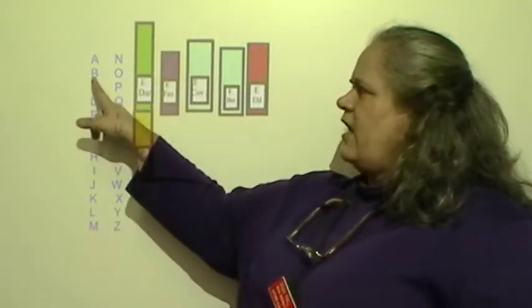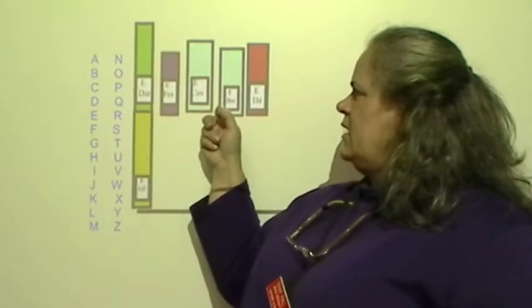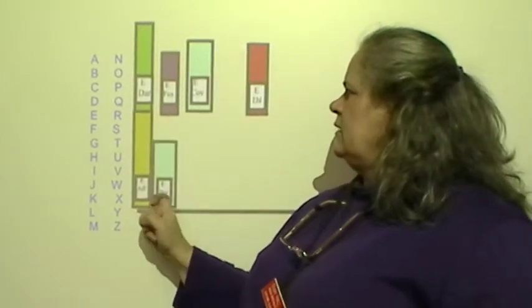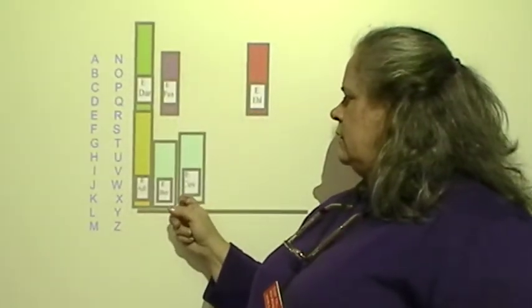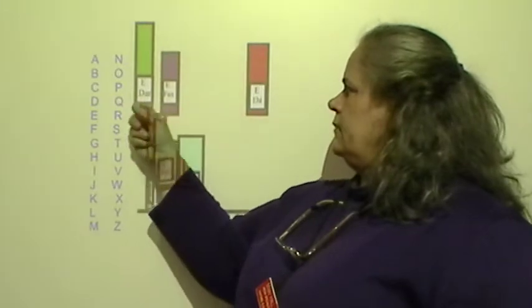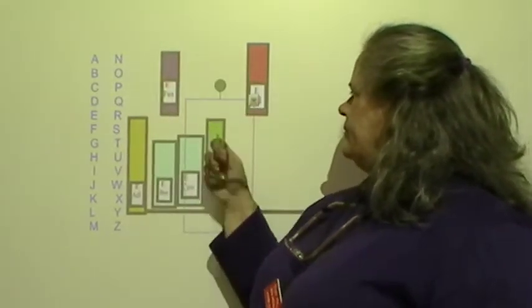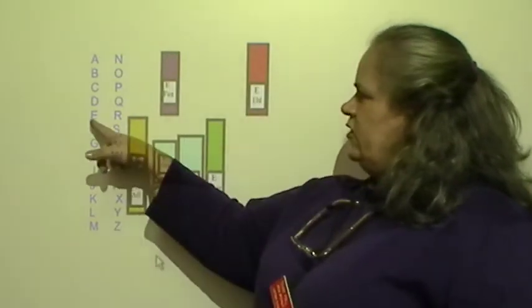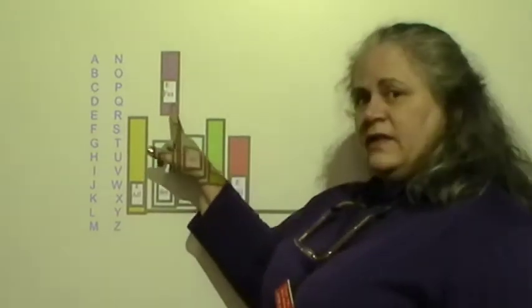Then let's look to see if we have a B. And if we look along here, yes, we have a B. So that comes second. We do have a C also, the third letter. And then we have a D. And then we do have an E. Then we have an F.